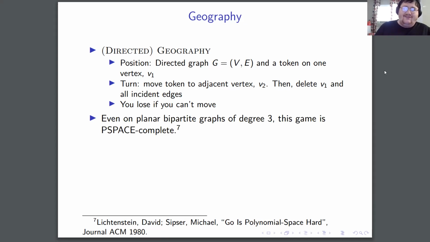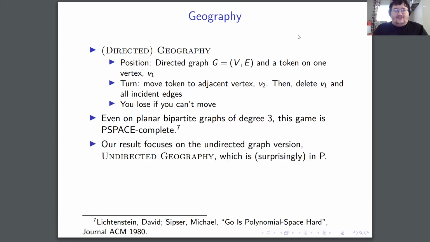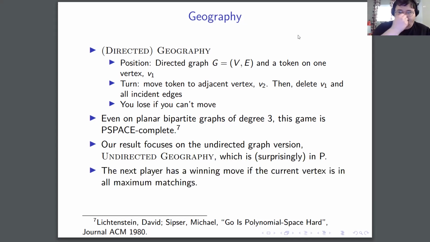And again, such a classical graph game is known to be PSPACE-hard, even on planar bipartite graphs, figure 3. In fact, this result is from 1980. It was in Papadimitriou's book, and the first hardness result for geography that didn't have the planarity or bipartite property was actually in like 78, I believe. So yes, it's a very old game, one of the first PSPACE-hardness collections. But in this talk, we're going to focus on a game called Undirected Geography, which is just the version played on an undirected graph. And surprisingly, this is actually in polynomial time. And the algorithm is actually really simple.